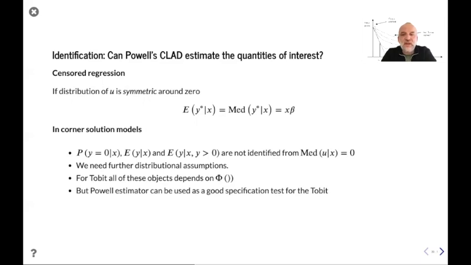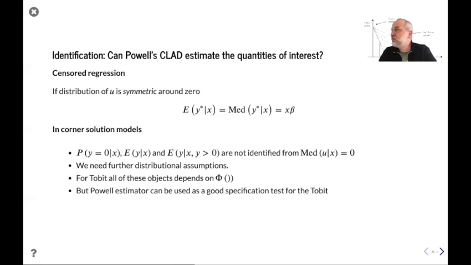Can Powell's estimator then estimate the quantities of interest? Well, what we can show is that this Powell estimator is consistently estimating beta, okay? So if you have beta, then you have your object of interest in a censored regression model, at least when the distribution of u is symmetric around 0. So if your object of interest is really that regression line, the conditional mean of y star, well, that is equal to the conditional median if you have a symmetric distribution. Otherwise, what you would estimate would be the conditional median, okay?